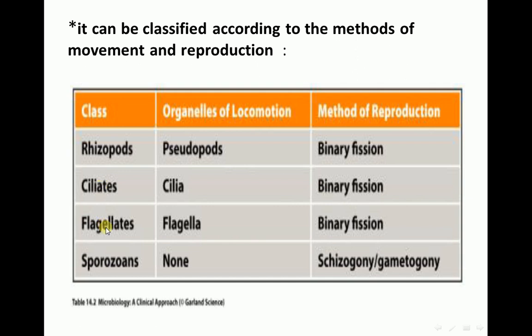The third class, flagellates: organelles of locomotion are flagella, and the method of reproduction is asexual reproduction by longitudinal binary fission. The fourth one is sporozoan: no organelles of locomotion. Method of reproduction: asexual reproduction by schizogony, and sexual reproduction by gametogony.